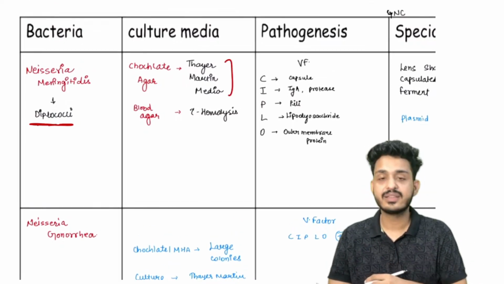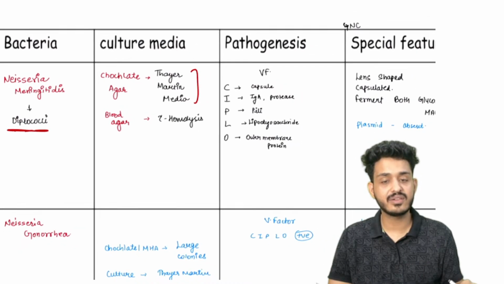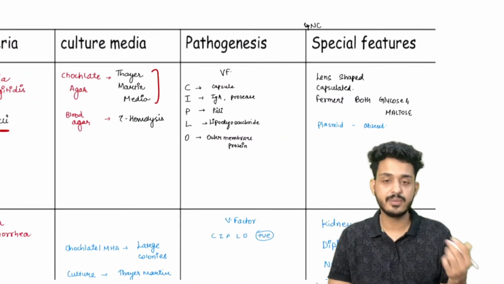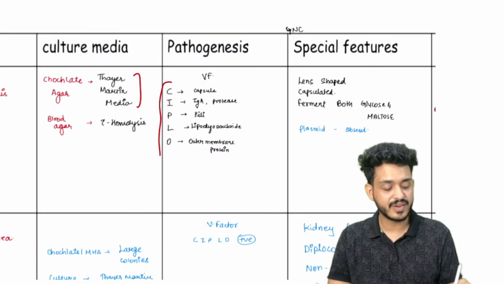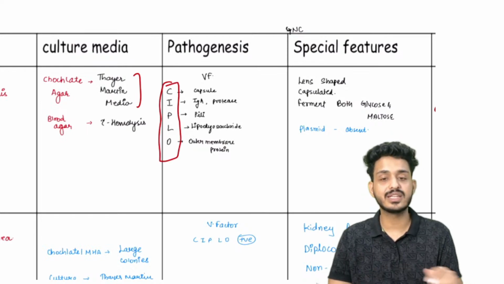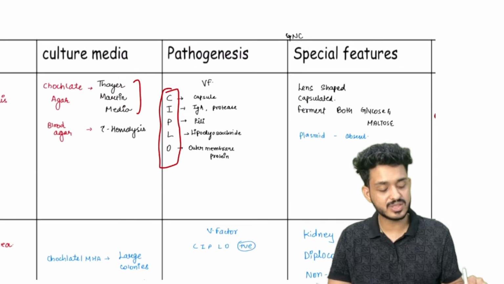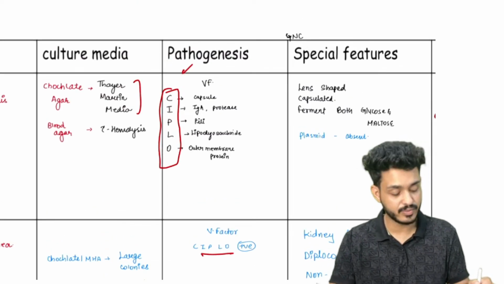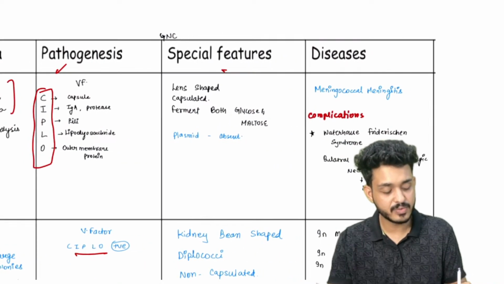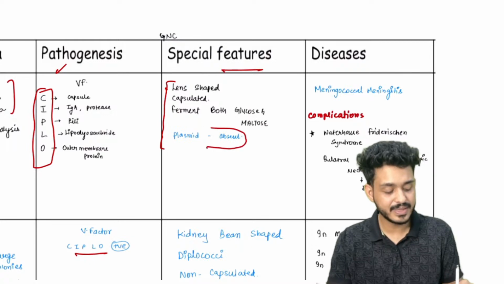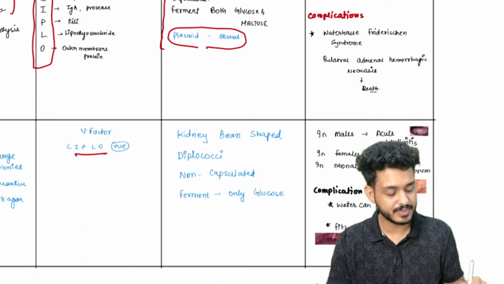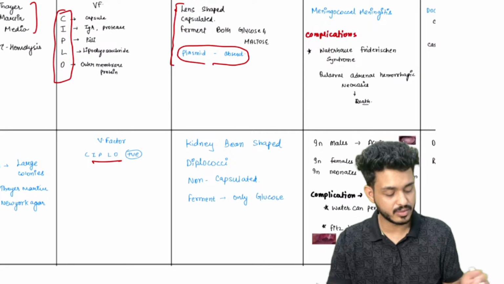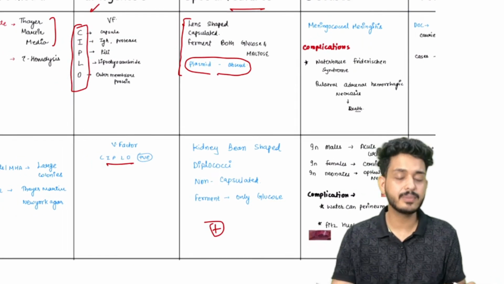I've already told you about the culture media. Culture media is Thayer Martin media, and on blood agar it will show gamma hemolysis. In pathogenesis, you will find pili positive in both cases. Pili is a virulence factor. Special features: this one is a lens-shaped bacteria. Plasmid will be absent here, whereas plasmid will be present in this one.